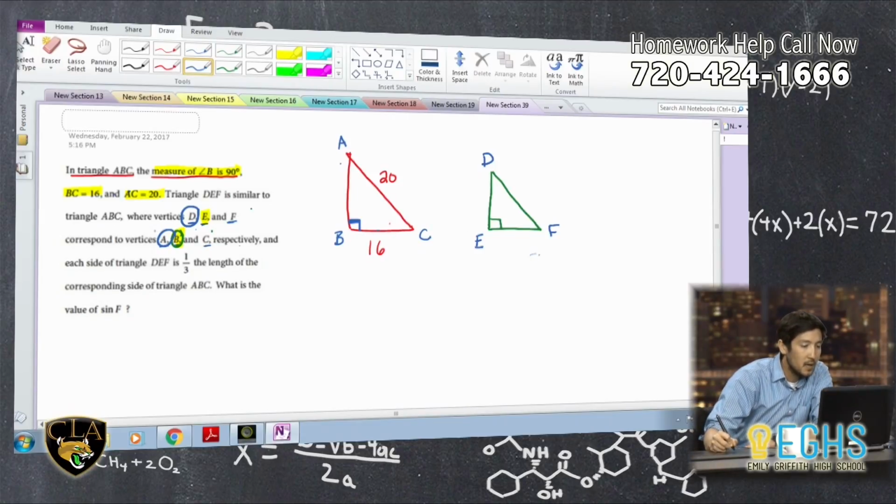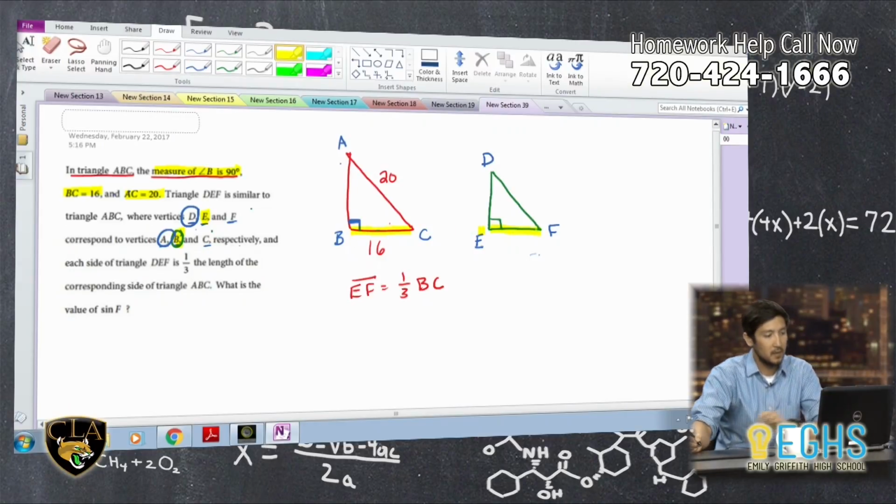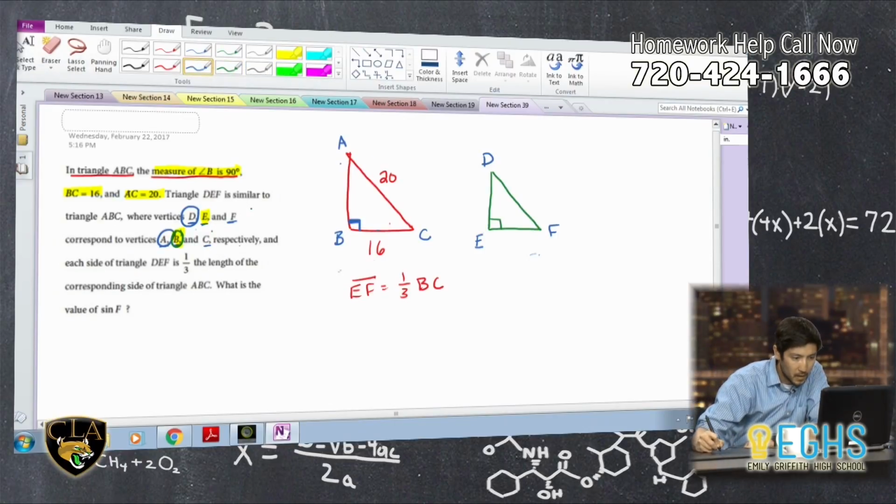All right. Now we know each side of the triangle is 1/3 the length of the corresponding triangle. So we could figure this out by saying the length of EF has to equal 1/3 of BC, right? These are corresponding, so BC and EF are in the same spot. So here's what we're going to say with that. EF is equal to 1/3 of 16, right? Because that's the length of BC. So I'm left with 16 thirds.